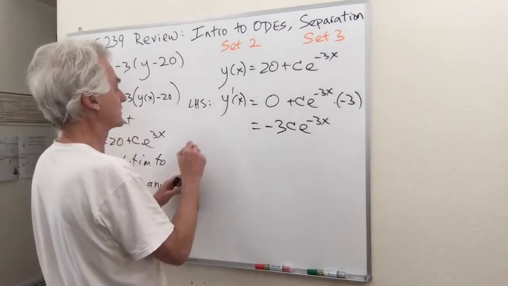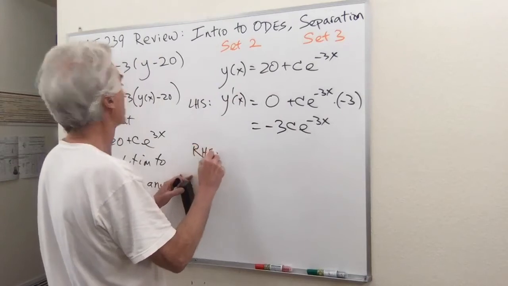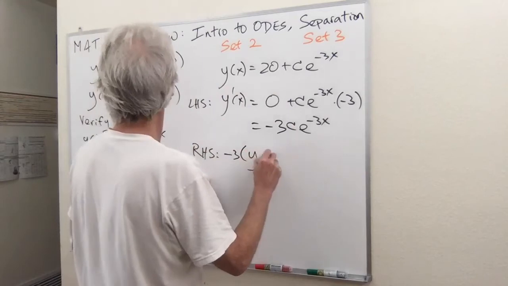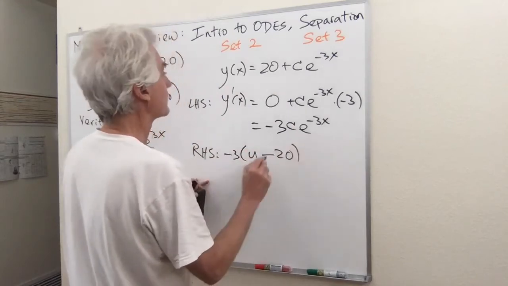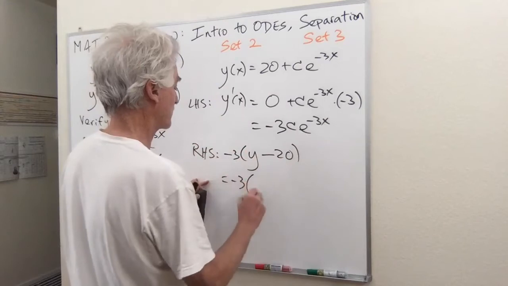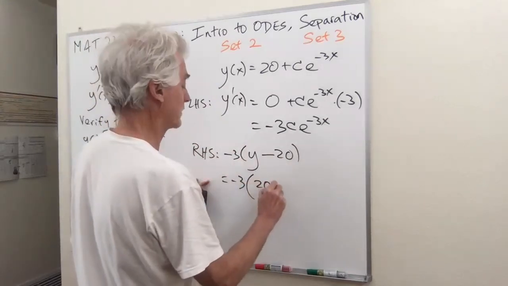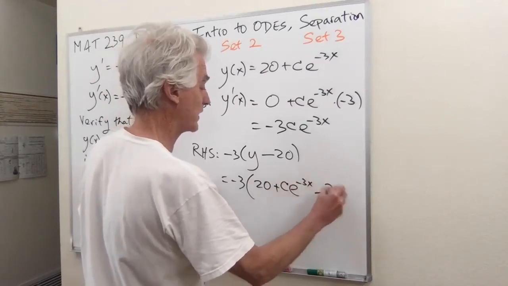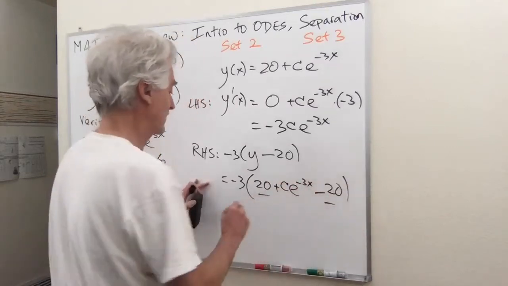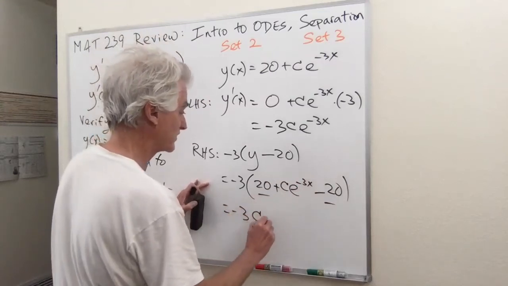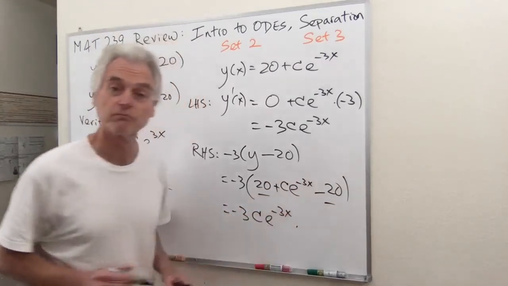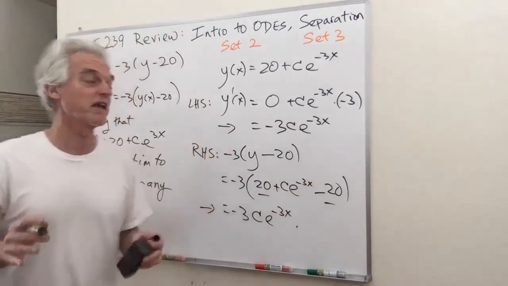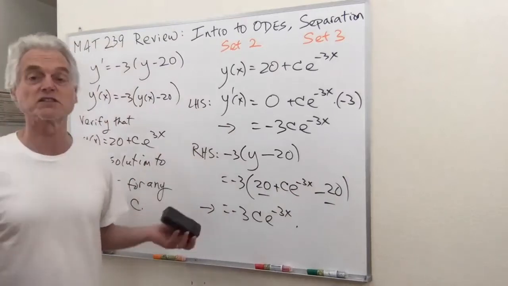Let's think about the right-hand side. Minus 3 times y minus 20. This is equal to minus 3 times what is y? 20 plus c e to the minus 3x, all minus 20. Those cancel, and I get minus 3 times c e to the minus 3x. So the left-hand side equals the right-hand side. Therefore, I have a solution to the differential equation.